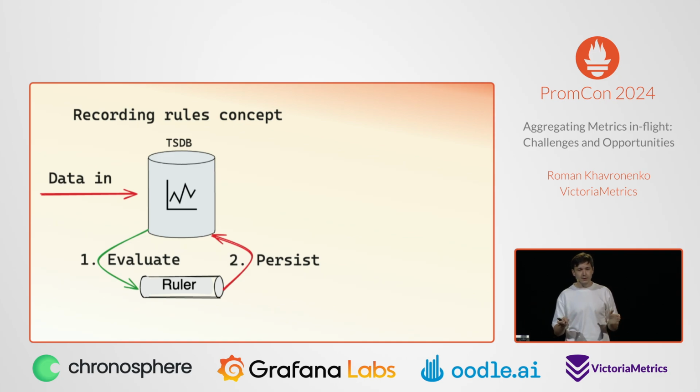But in some distributed systems like Thanos, Mimir, VictoriaMetrics, they are distributed. There is no one single process which has access to everything. So the ruler in these systems is a separate service, and it uses the public APIs for query and for write.